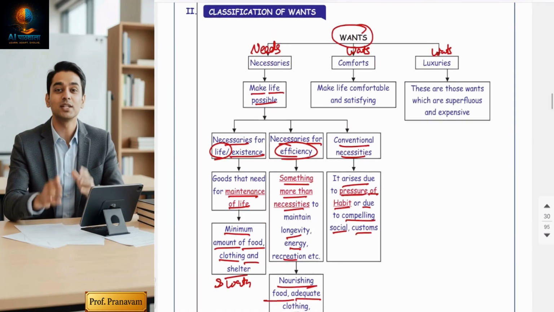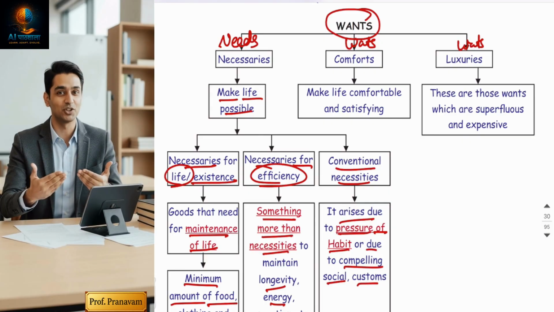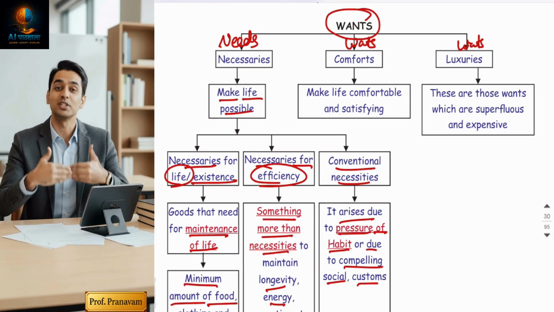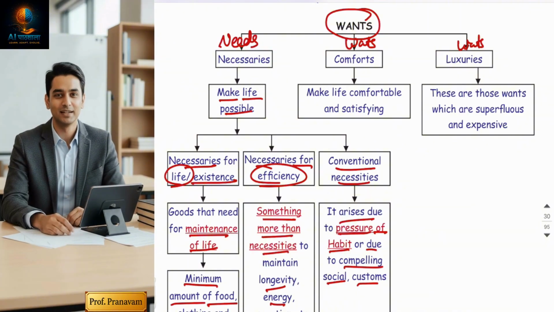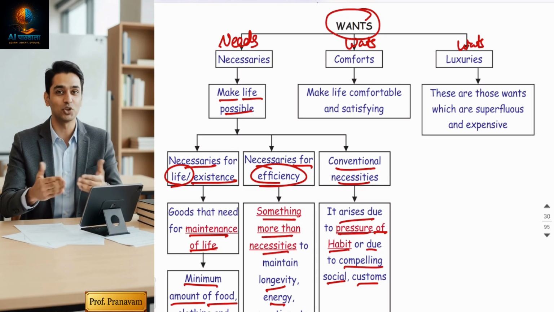So necessities are of three types. Necessity for life, without which survival is not possible. Necessity for efficiency, meaning goods required to increase my efficiency and productivity. And customary or conventional necessity, which is in my mind. I'm following, that's why I'm habituated to follow.